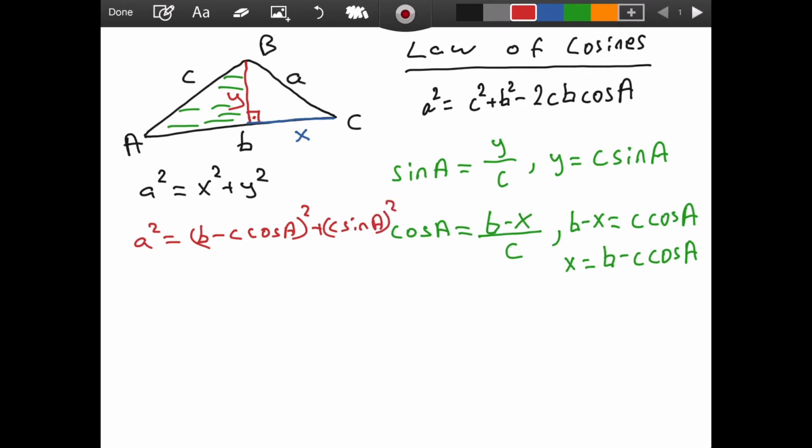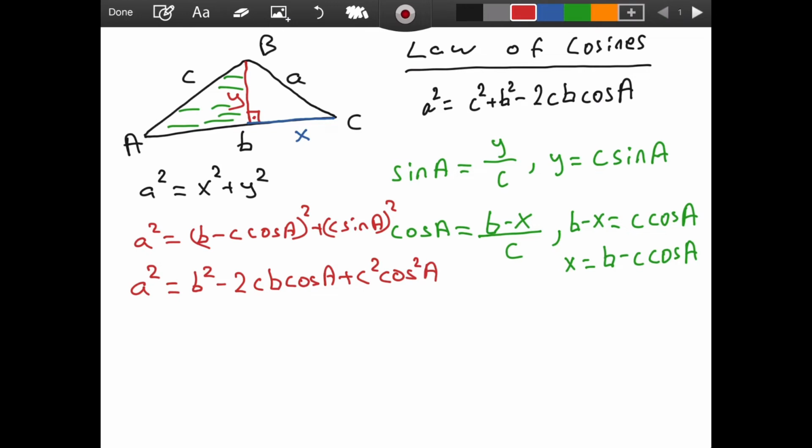Alright? Now let's open the parentheses in the first term especially. Let's distribute the power. So we square the first term, then we put a 2 and multiply the terms to get this, and we square the second term as well.